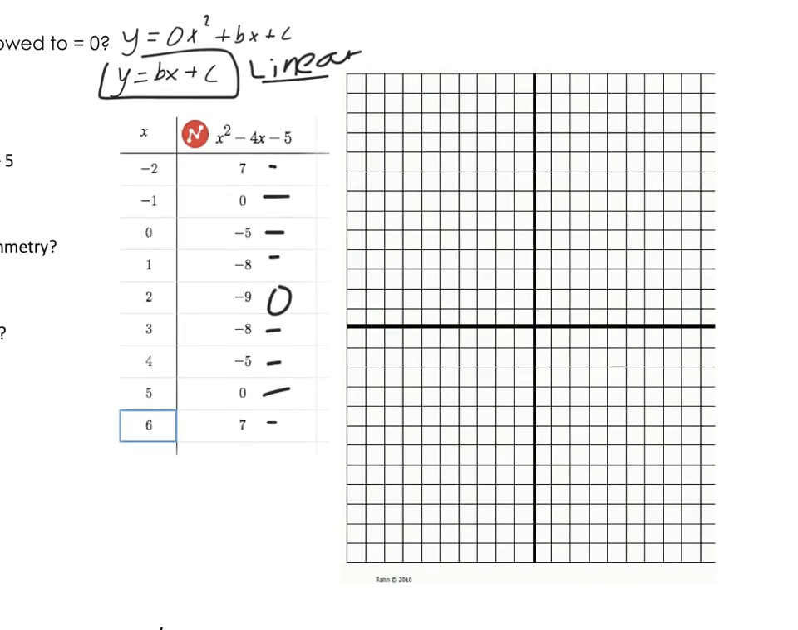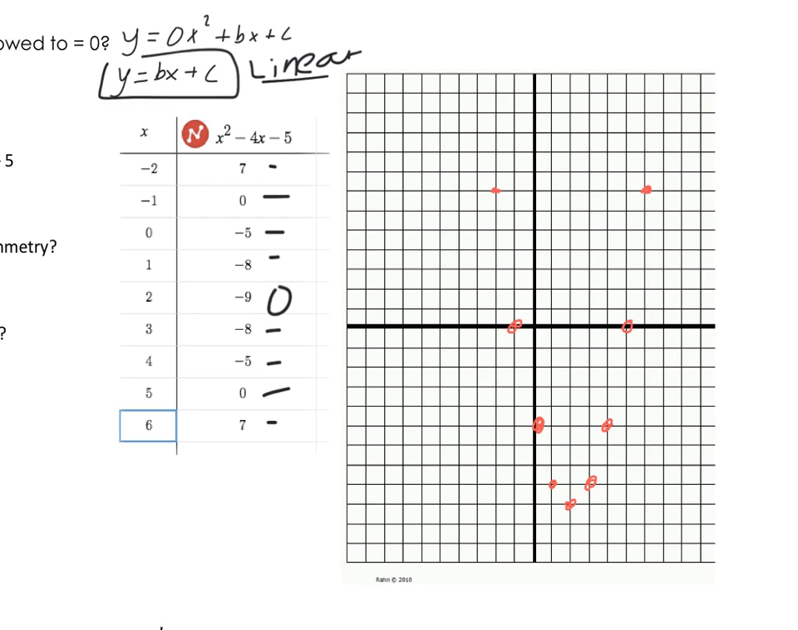So the first thing we want to plot is -2, 7. I'm going to change the thickness of this. So I go out 2, up 7, 1, 2, 3, 4, 5, 6, 7. I plot -1, 0. I plot 0, -5, so 1, 2, 3, 4, 5. I plot 1, -8, so -6, -7, -8. I plot 2, -9, so 1 less than -8. And then I plot 3, -8, 4, -5, 5, 0, and 6, 7.